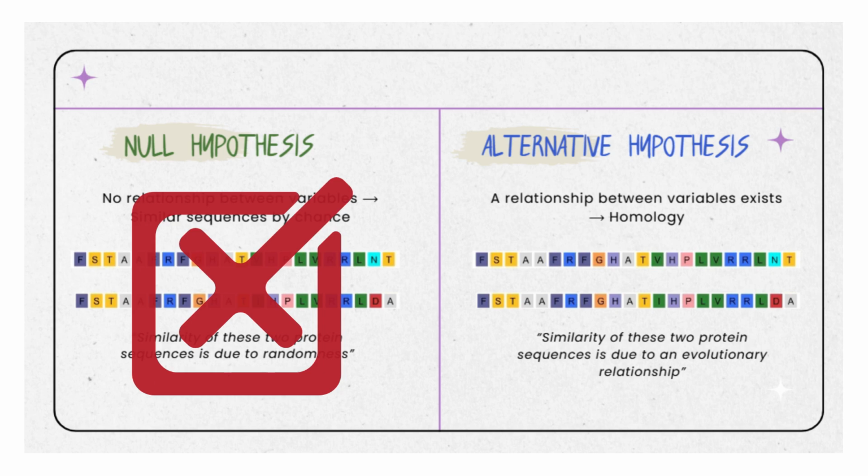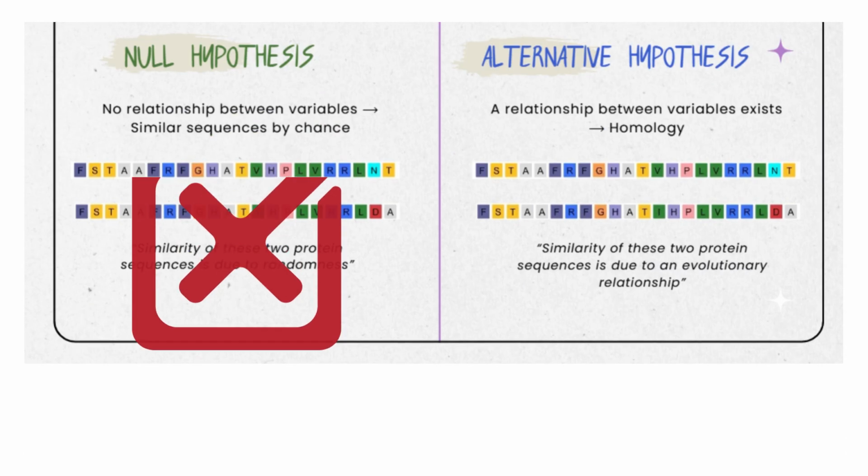However, it is important to note that statistical significance does not always guarantee biological significance. There is still a possibility of error, such as false positives, where sequences appear similar by chance. Therefore, statistical analysis provides strong evidence, but it should be combined with additional biological context to make a definitive conclusion.